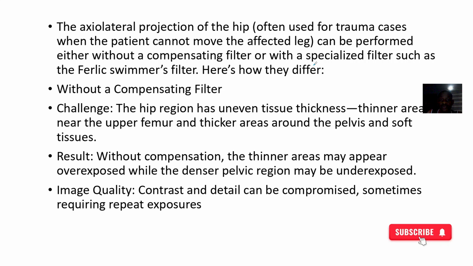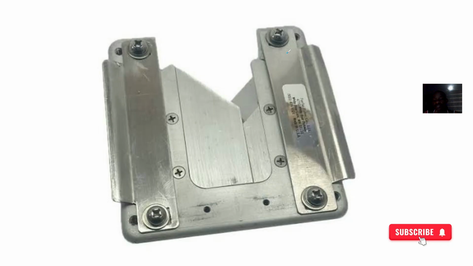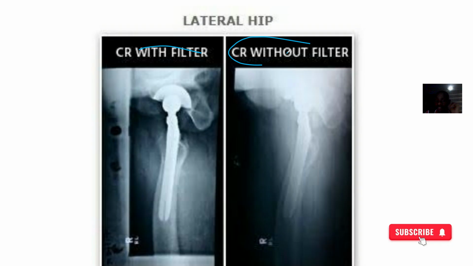The lateral projection of the hip is often used for trauma cases, where the patient cannot move the affected leg. So it can be performed either without a compensating filter or with a filter. The best filter for this is what is known as what? The Ferlic swimmer's filter. This is the Ferlic swimmer's filter. So this is the image.